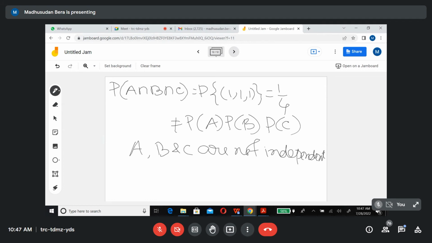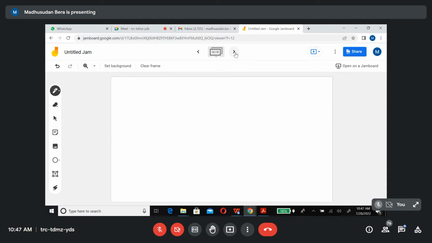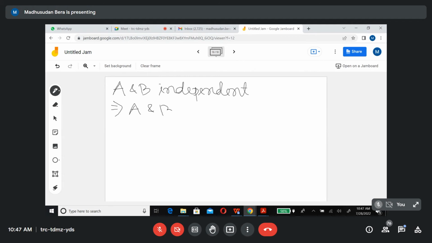Dependent, independent is clear? Yes, sir. Okay. One thing, some results are there. A and B independent implies A and B dashed are also independent. A and B are independent implies A and B dashed are independent. Can you prove this?